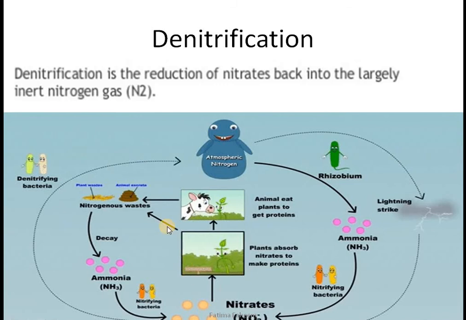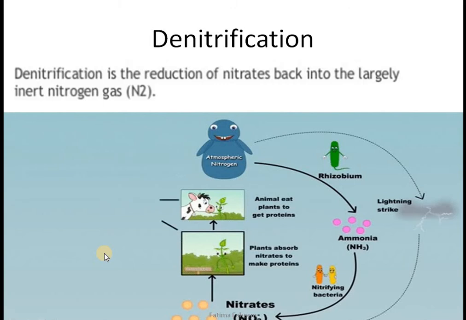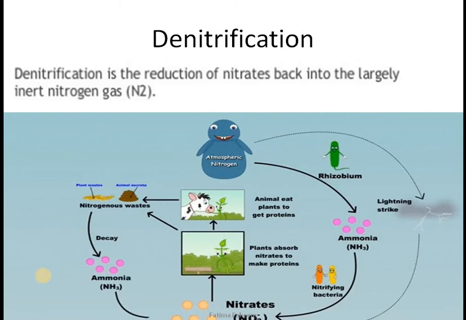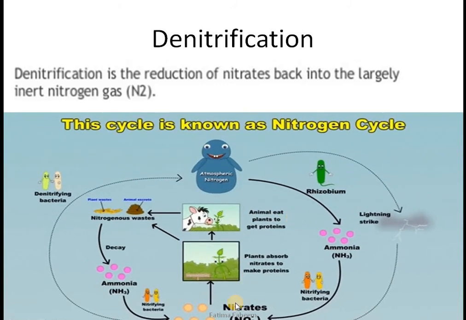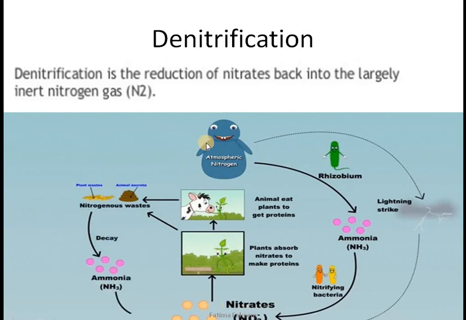When both of them die or excrete their nitrogenous waste, they get decomposed by the decomposers. When they decay, ammonium ions are released into the soil. They are again converted by nitrifying bacteria back to nitrate ions, and this cycle continues. On the other hand, if the nitrate ions are surplus in the soil, more than the need of the plants, they would be converted back to atmospheric nitrogen by denitrifying bacteria.